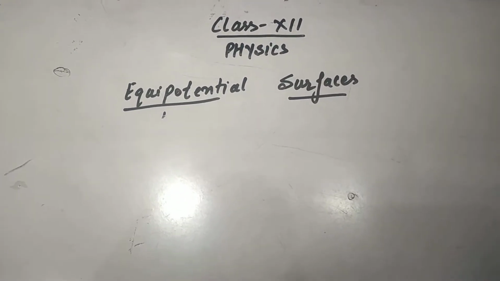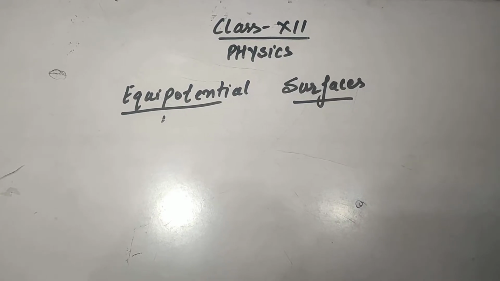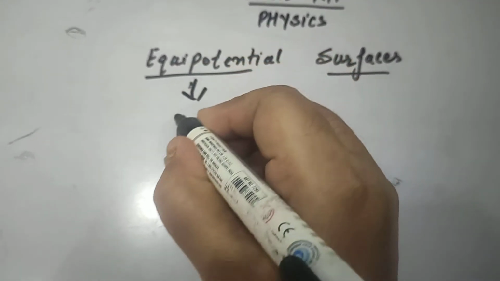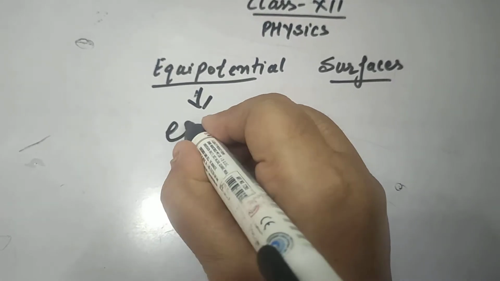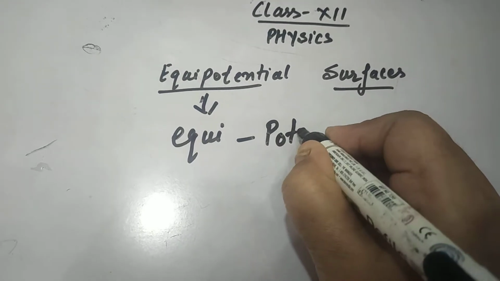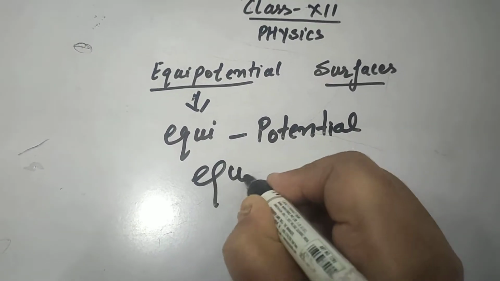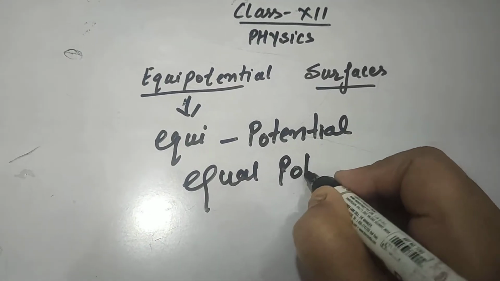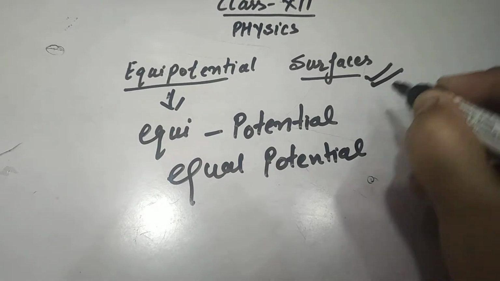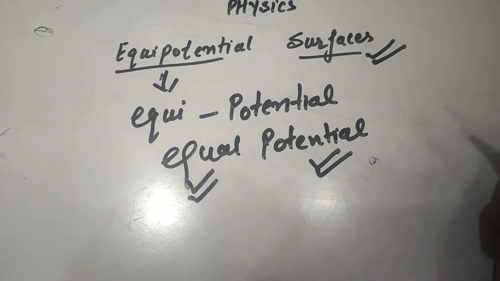Good morning, students. Let's start our next topic, that is equipotential surfaces. As we can see here, the name equipotential is comprised of two words, that is equi and potential. Equi means equal, so equal potential. So the definition that we can have is: the surfaces which are having equal potential at every point.